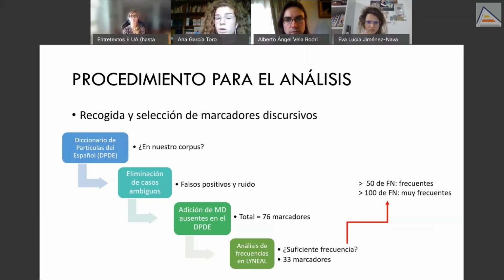Pero a nosotros, para nuestro análisis, nos interesaba que tuvieran una suficiente frecuencia, que fueran especialmente importantes en el corpus, y por eso hemos establecido, según el tamaño de este corpus, que los marcadores frecuentes superarían la frecuencia normalizada de 50 y los muy frecuentes superarían la de 100.